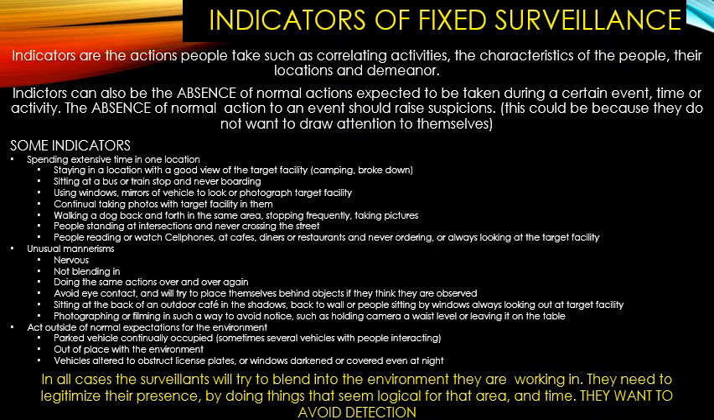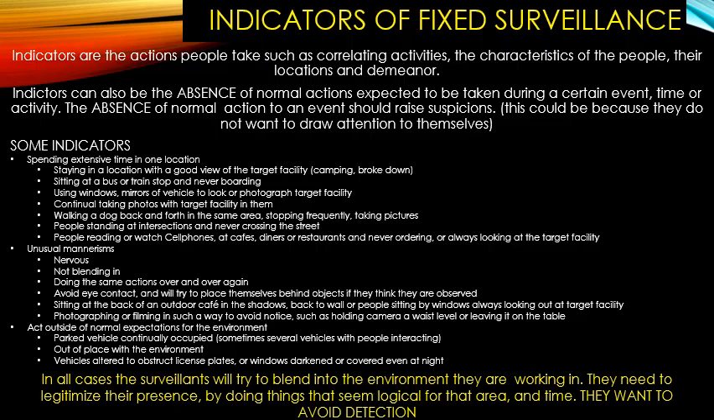So, indicators of fixed surveillance. Indicators are the actions people take, such as correlated activities, the characteristics of the people, their locations, and their demeanor. Indicators can also be the absence of normal actions expected to be taken during a certain event, time, or activity. The absence of a normal action to an event should raise suspicions. This could be they're not acting normal because they don't want to draw attention to themselves, or they don't know how to act normal in that situation.